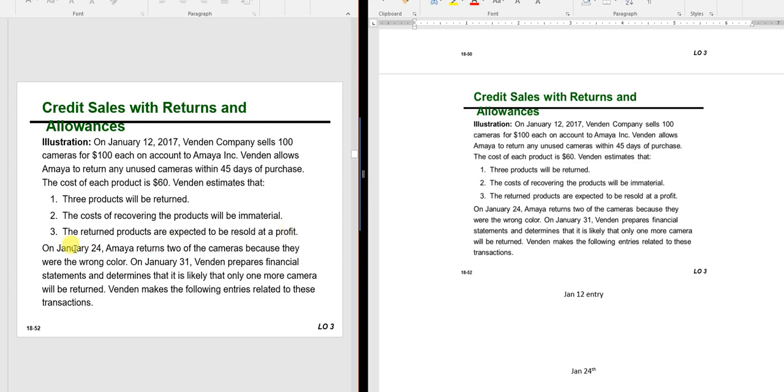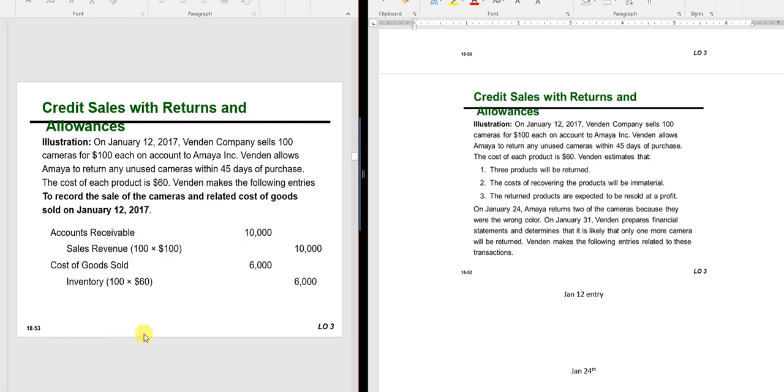They then have 2 cameras returned by the customer because they're the wrong color, and when they prepare financial statements, they determine it's likely that only 1 more camera will be returned. So just like bad debts, we need to make estimates of sales returns. Please take a second to pause the video and read it more slowly than I did. Now let's talk about your journal entry.